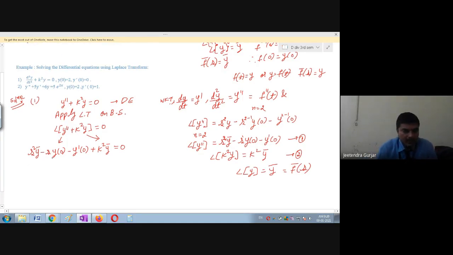Now can you take the common part from this? Can I take any common part here, students? Yes. So we can see this and this value, y dash is common, so we'll take y dash outside. So what will remain in the bracket? It is s square plus k square. Is it clear, students?